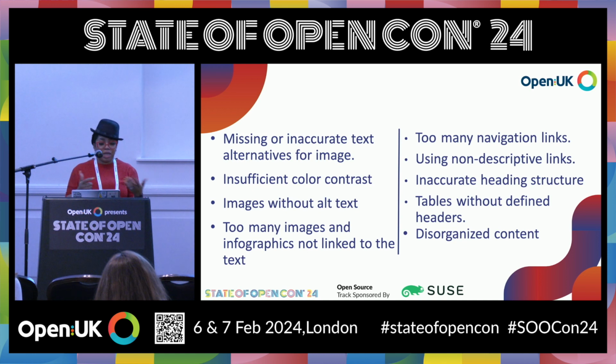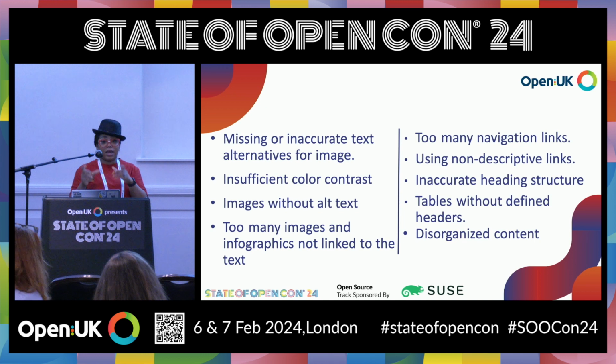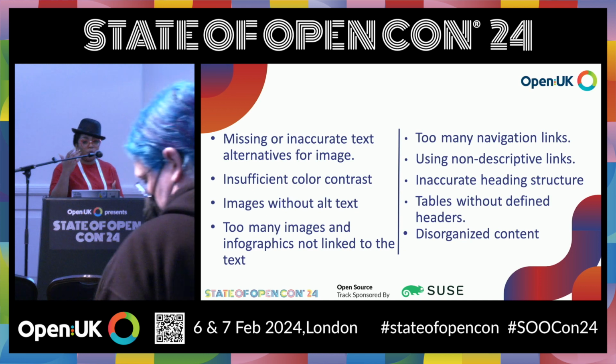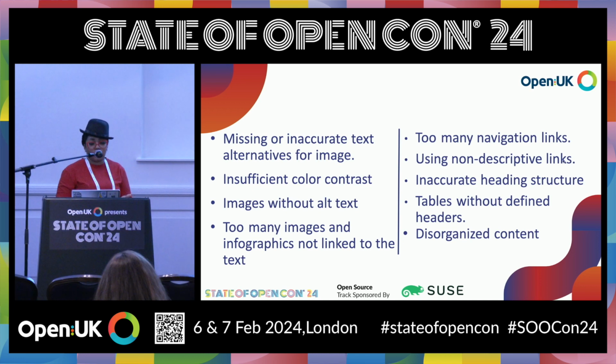The next is too many images and infographics not linked to the text. Remember, screen readers cannot pick up images, cannot explain what is in your image. So only use images where necessary, and it's important to link those images in the text, explain what the image is doing there, relate it to the text. So when someone is using other sources of input to access the text, they can understand, oh, there's an image here, this is what this image is, and this is what the image is doing.